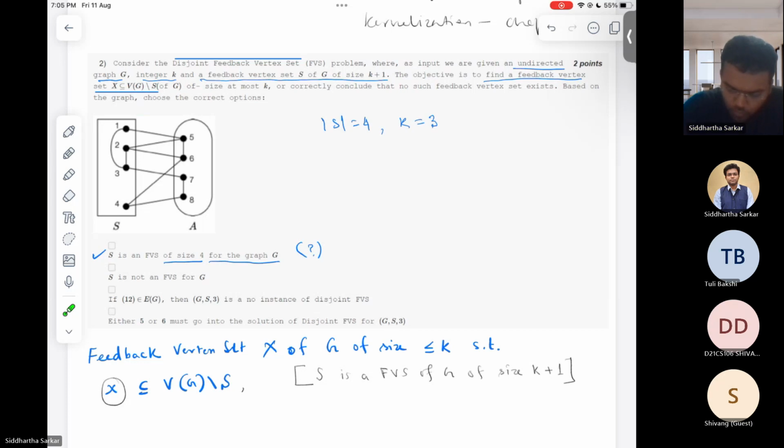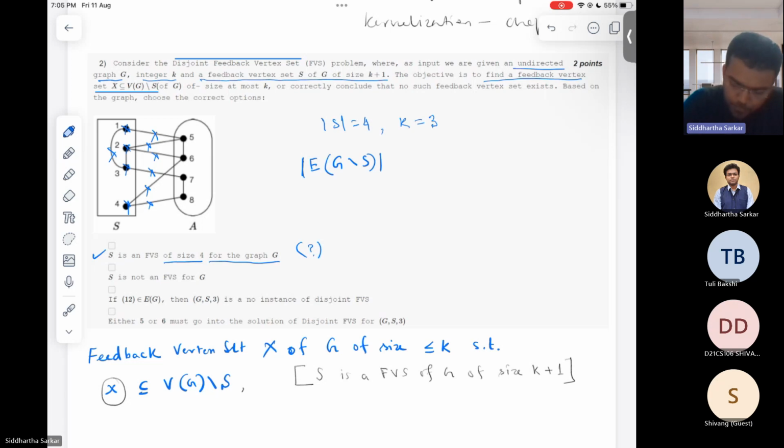Now, what are the edges we are left with? So we removed this, and this. And we removed all the edges that are incident to these vertices. So what is the graph we are left with? How many edges are there in the graph G minus S? What is the size of the edge set of G minus S? 2. That is correct. Shivang is saying that 2 edges are left.